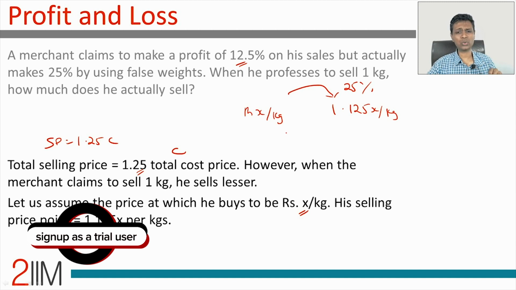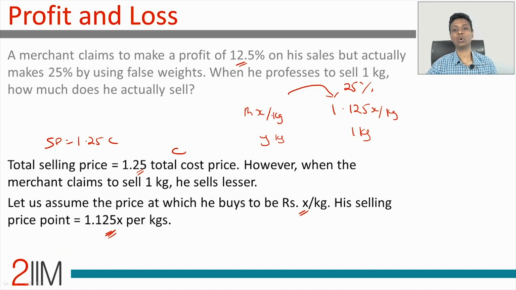How much does he actually sell? When he professes to sell 1 kilogram, he's making this much money. Assume he actually sells Y kilograms. That means he's bought only that and he's selling this much. So his total cost would be X into Y. His total selling price realization will be 1.125 X into 1. He actually buys only Y kilograms, but he sells at the rate of 1.125 X for 1 kilogram. He pads the kilogram, he pads the price, both he does. Remember that.